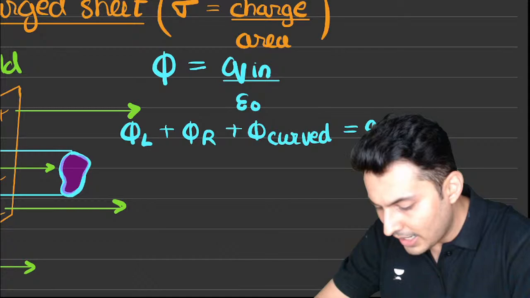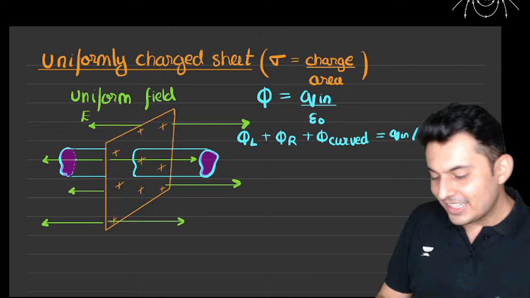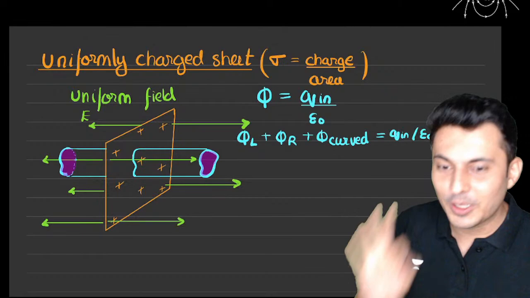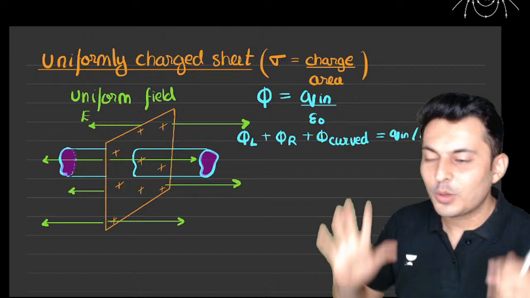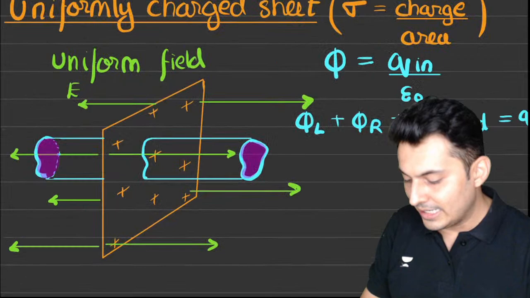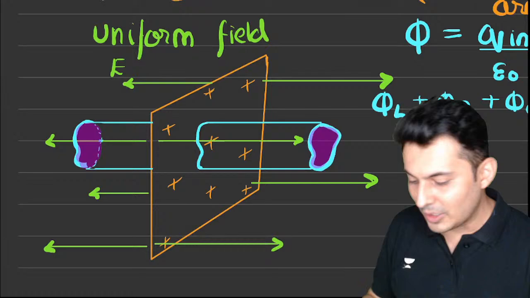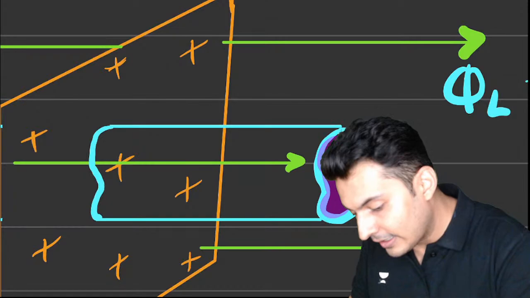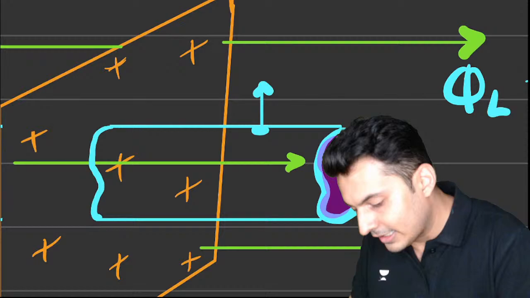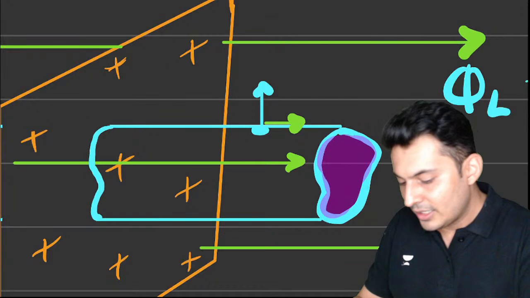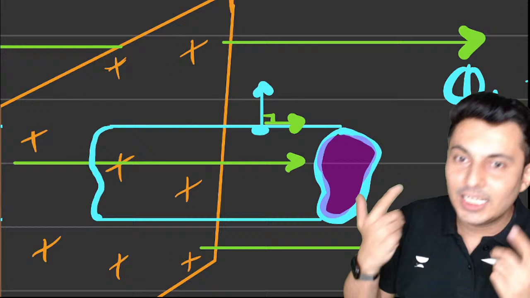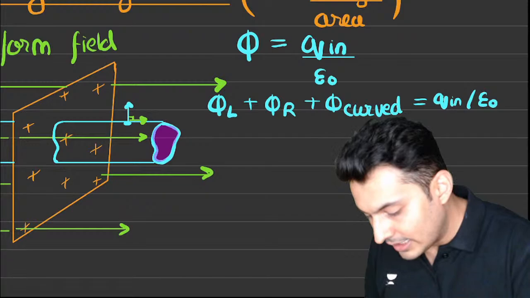Now here, the interesting thing is, where is the flux zero? Whose contribution is zero? Is the left side zero, is the right side zero, or the curved surface? If you can answer it, I would be really proud of all of you. Look at the field lines, how they are going. I feel that the curved surface contribution is zero because on that curved surface, if you draw the area vector, you will notice that the electric field is perpendicular to it. So it is not piercing through that curved surface. Cos 90 is zero. Hence, that curved surface contribution is definitely a big fat zero.